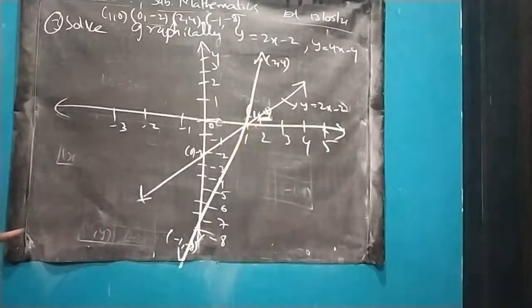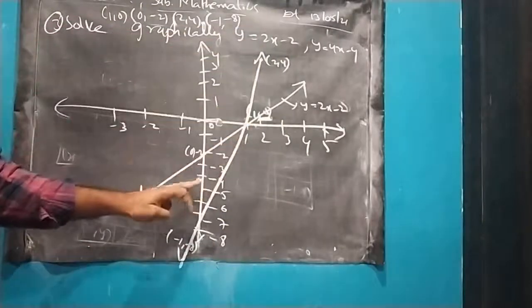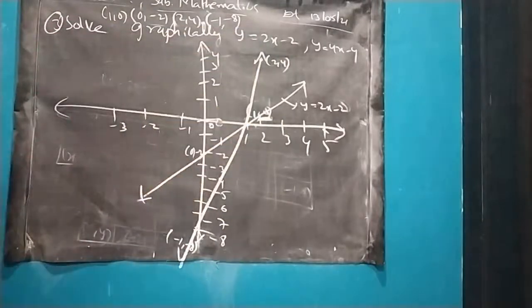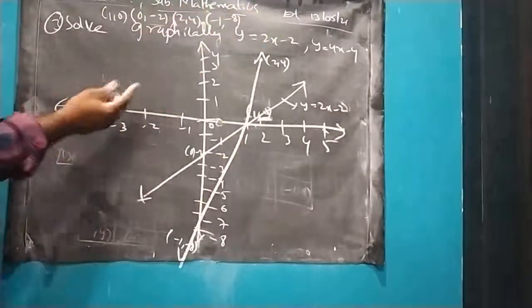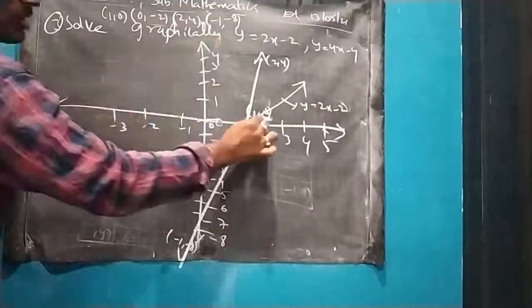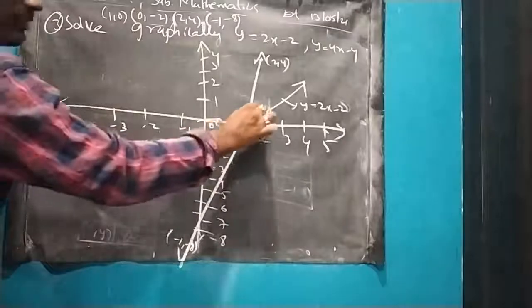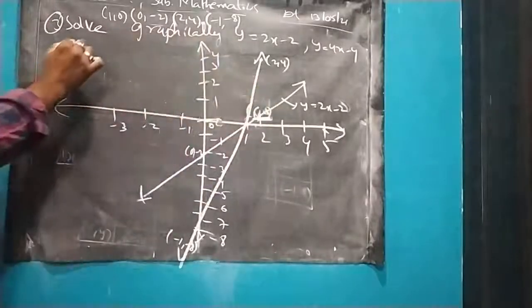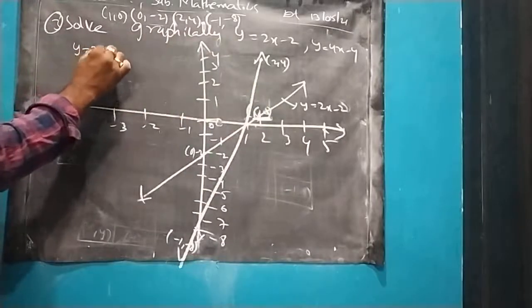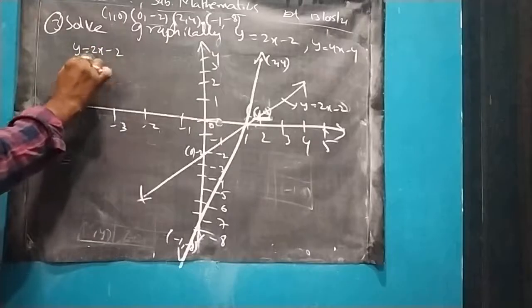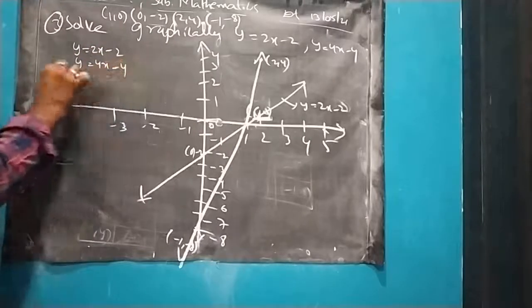I may be drawing it crossing, but to make sure, let us do the elimination method. If you have that much doubt, we will do the elimination method. Let us check whether the meeting point is (1, 0) or not. So what are the two equations here? y is equal to 2x minus 2, y is equal to 4x minus 4. Let it be like that only.